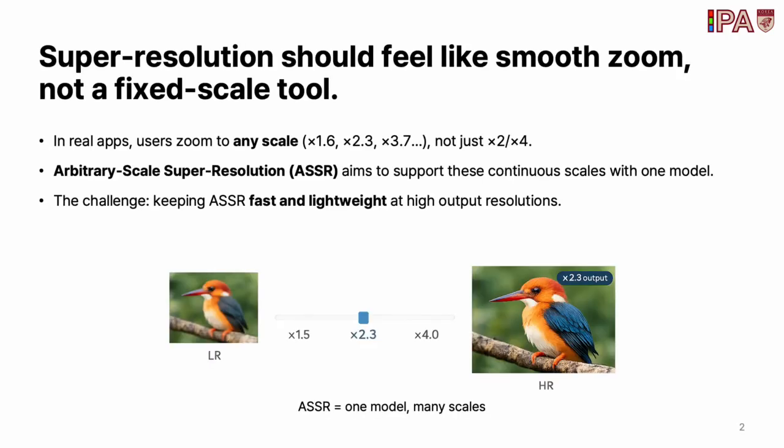Most super resolution models are built around big scales, but in real products, like zooming a photo, a video player, or an image viewer, people expect smooth continuous zoom. That's what arbitrary-scale super resolution is about, using one model to generate output at any target scale. The remaining question is, can we do that while staying fast and lightweight?